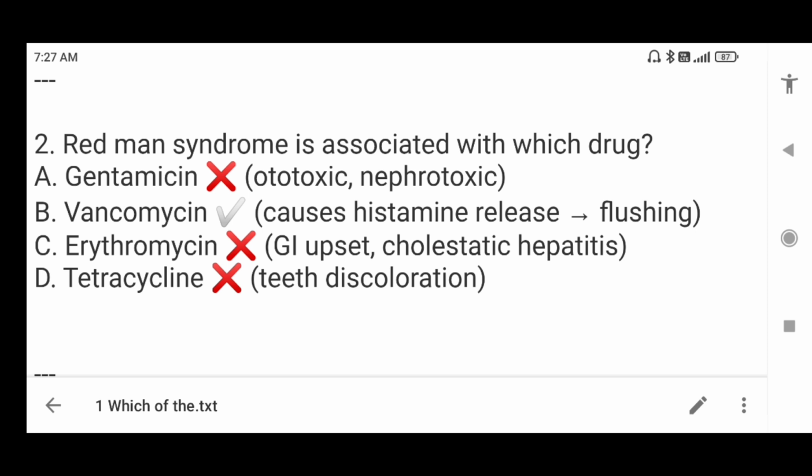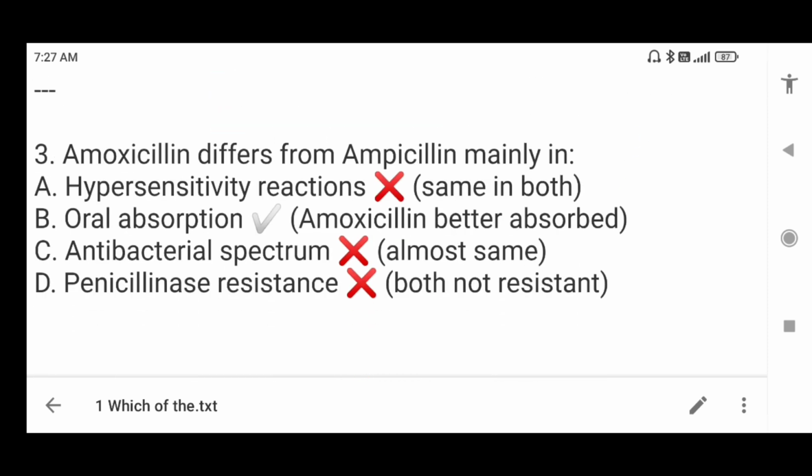Gentamicin causes ototoxicity and nephrotoxicity. Erythromycin causes gastric upset. Tetracycline causes teeth discoloration. Amoxicillin differs from ampicillin mainly in oral absorption. Hypersensitivity reaction is the same, and blood levels and antibacterial spectrum are almost the same. Both are not resistant to penicillinase, but in oral absorption amoxicillin is better absorbed.